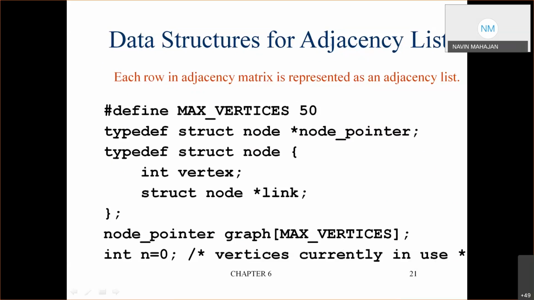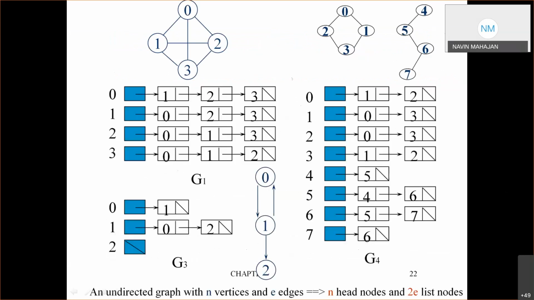Data structures for adjacency list. Each row in an adjacency matrix is represented as an adjacency list. Now we will represent this with a graph, then you will understand it properly. This is the second way of representing a graph, with an adjacency list.